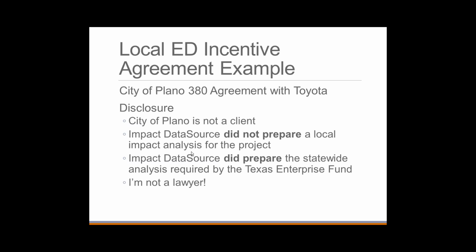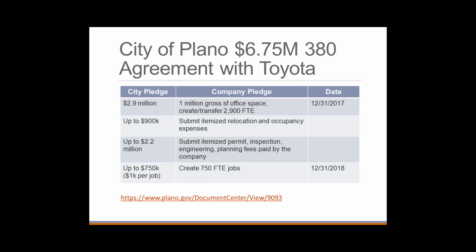Also, final disclosure, I'm not a lawyer, so I'm just reading this agreement. Take this for what it's worth, and know that I'm not really giving legal advice or even a legal interpretation of what this agreement actually says. But the City of Plano agreement talks about a $6.75 million ED grant to be paid to Toyota. And it really has 4 different criteria.